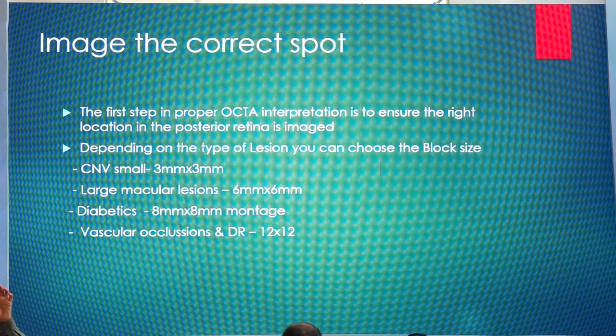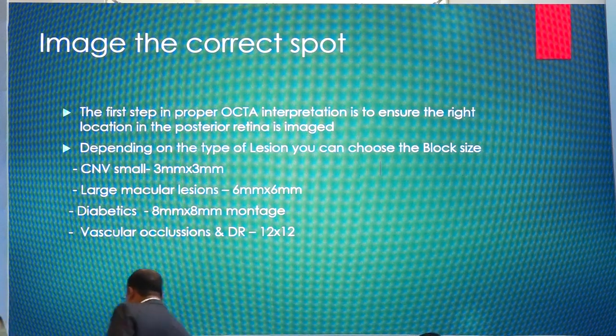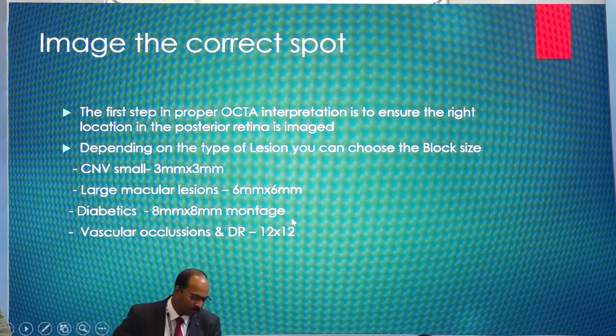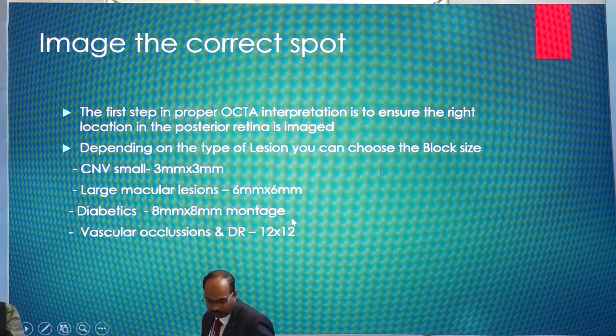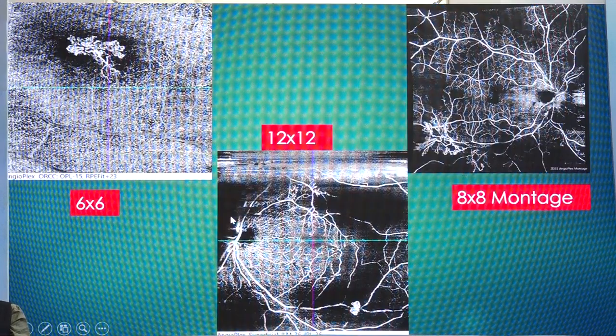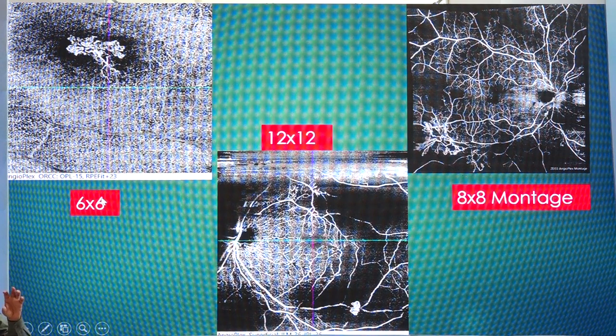If you have a macular disease, you can take a 3 into 3 millimeter block or 6 into 6 millimeter block. And if you have to look for areas of capillary non-perfusion, then you can go into 8 into 8 montage or 12 into 12 montage. You can see this is a macular picture. You can see a nice CNVM where you need a magnification, and the lesion is small. You can go into 3 into 3 blocks. If the lesion is bigger in the macular area, you can go into 6 into 6 block.